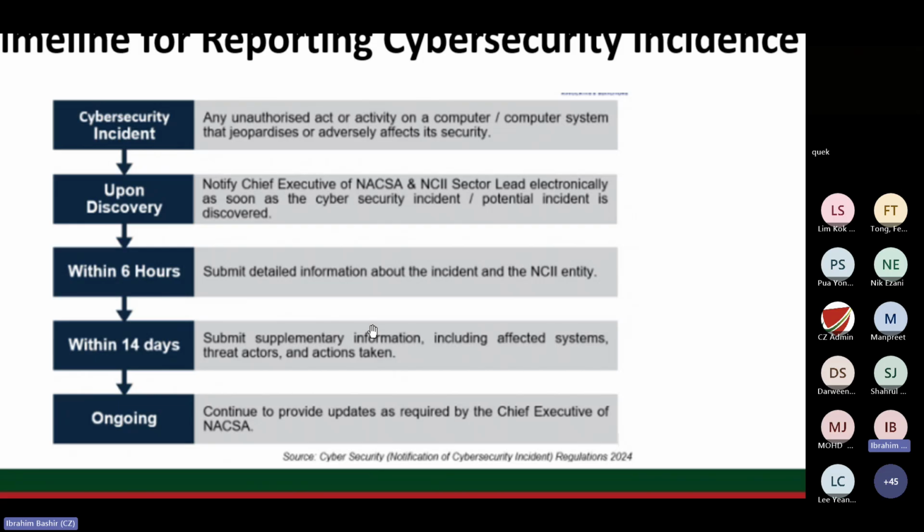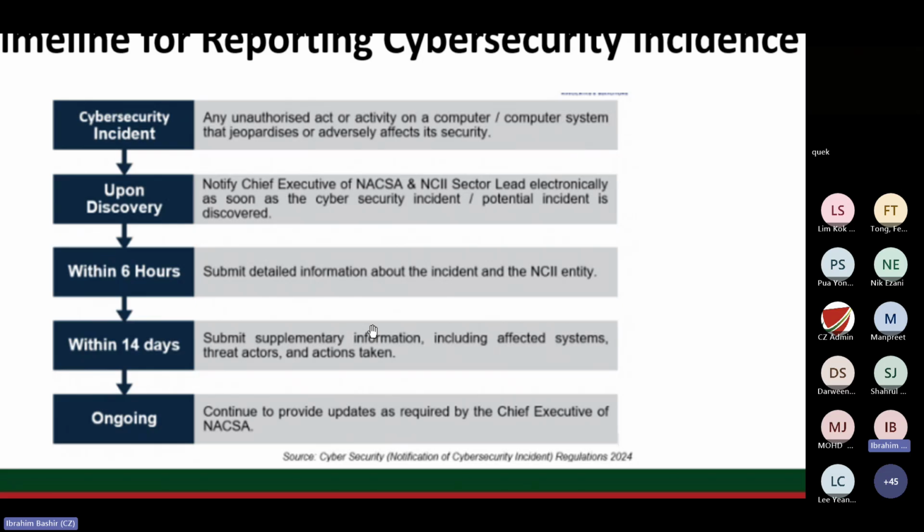Whenever something happens, whenever a potential incident or potential data breach happens, you need to immediately notify the CEO of NACSA in writing via email, all right? And then after that, you need to submit the report. First report within 6 hours, the detailed report. Then within 14 days, you need to submit supplementary information, including affected systems, threat actors and actions taken, right? So this clearly defines what you need to do, right? Of course, non-compliance to any of these steps will lead to penalty or fines, right? And on an ongoing basis, you need to continuously provide updates as required by the CEO of NACSA, right?